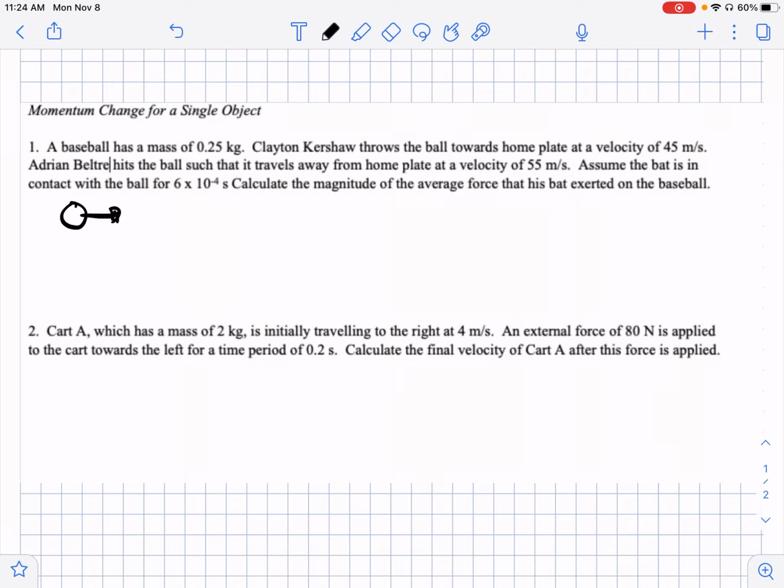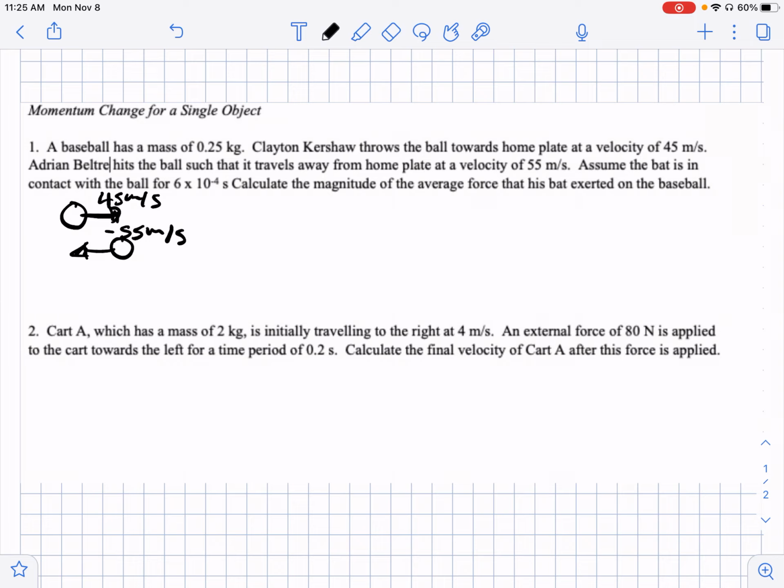So if we say that it's 45 meters per second towards the home plate, when it's hit away, it's going to have a negative 55 meters per second velocity. So the important thing there is recognizing we're going to have a sign difference in our velocities. And we're going to assume the bat is in contact with the ball for 6 times 10 to the negative 4 seconds. And then we're going to calculate the average force exerted on the ball.